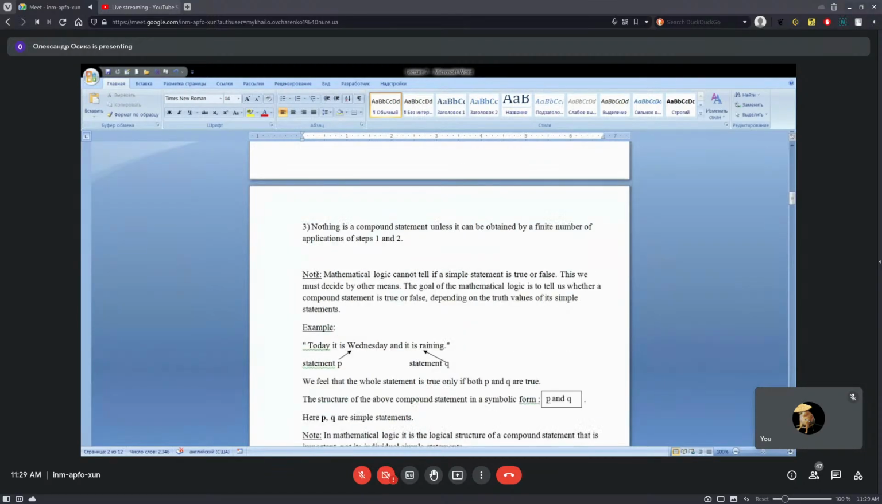Note, mathematical logic cannot tell if a simple statement is true or false. It is outside the scope of mathematical logic. This we must decide by other means, well, by experience or by the opinion of people whom we trust and so on, but for simple statements we must say that this is true, this is false. The goal of mathematical logic is to tell us whether a compound statement is true or false, depending on the truth values of its simple statements.